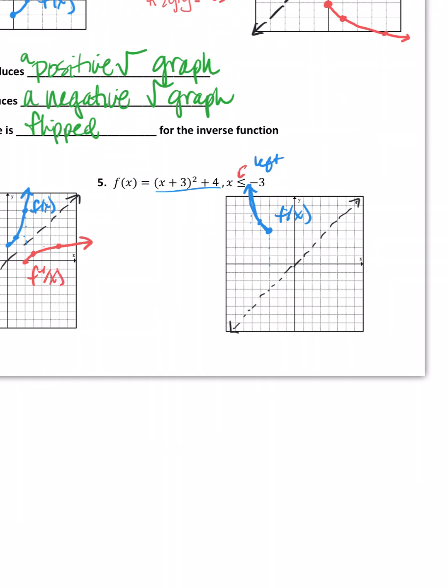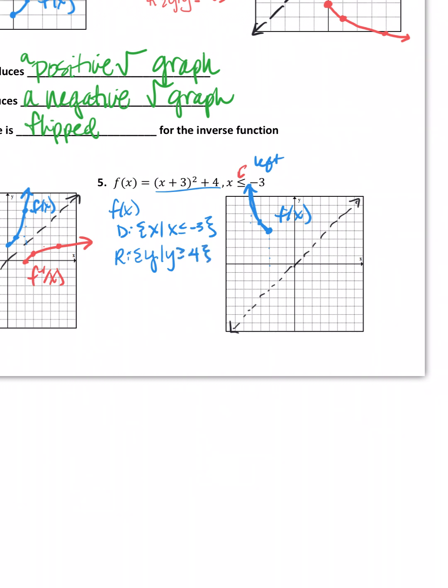Let's come back and do domain and range for the original function. X should be less than or equal to -3, just like the restriction stated. And as I check my graph, it is. Now range, I gotta stop and think about range. Lowest y value is that 4, so y is greater than or equal to 4.